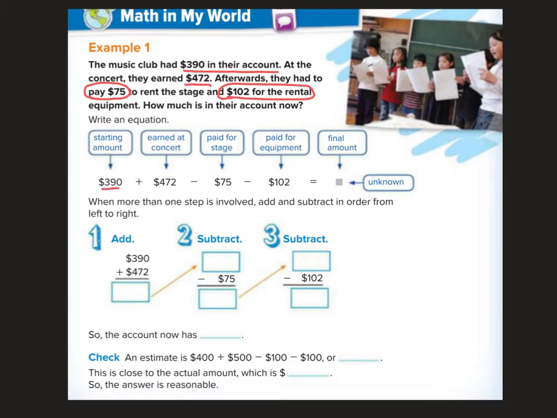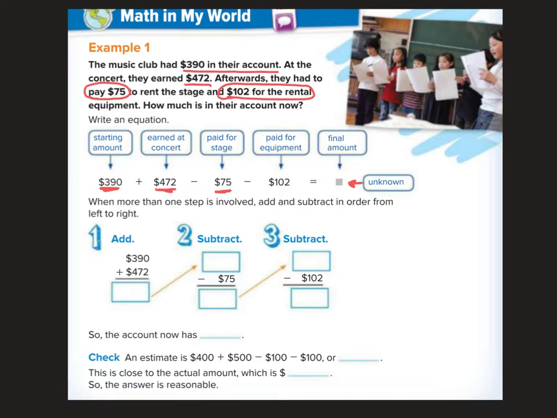Okay, so we started here. They earned, so that means the total in their bank account is going to go up, right? So we need to add those two numbers together. Then we need to subtract the money. They would have to take money out of their bank account to pay for the stage and take money out of their bank account to pay for their equipment. So our answer is the unknown. That is the amount we need to find.